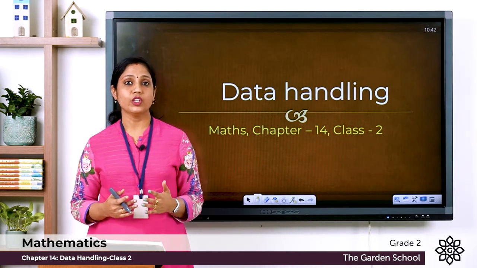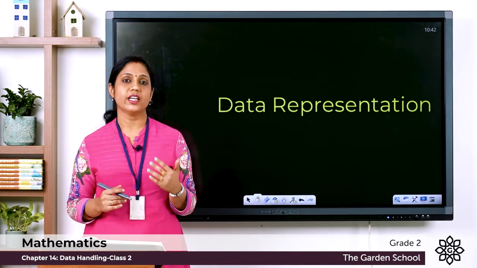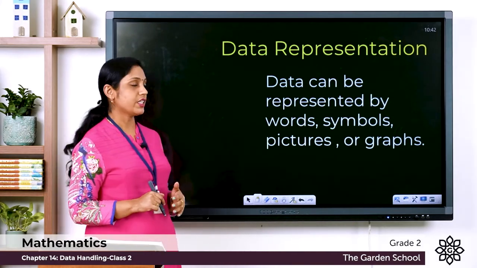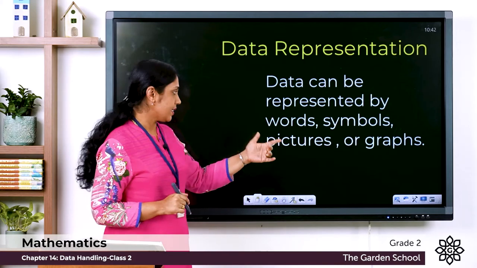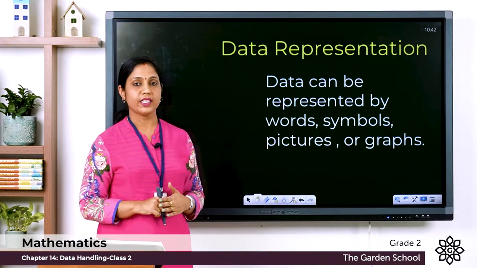Today, we are going to learn about data representation. So how can the data be represented? Data can be represented by words, symbols, pictures, or graphs. So let's learn it with some examples.